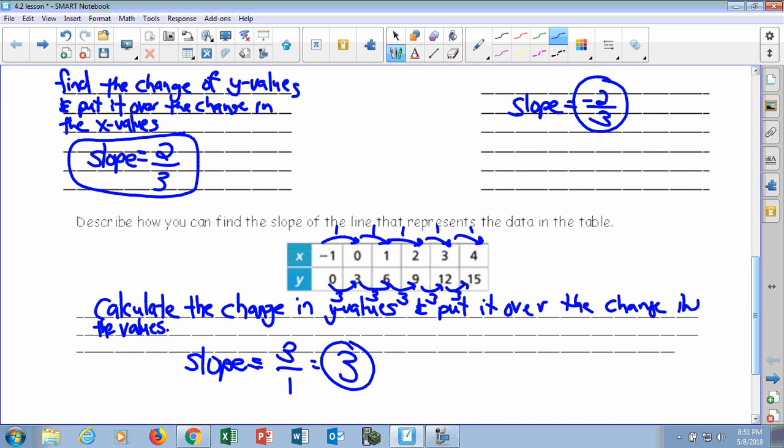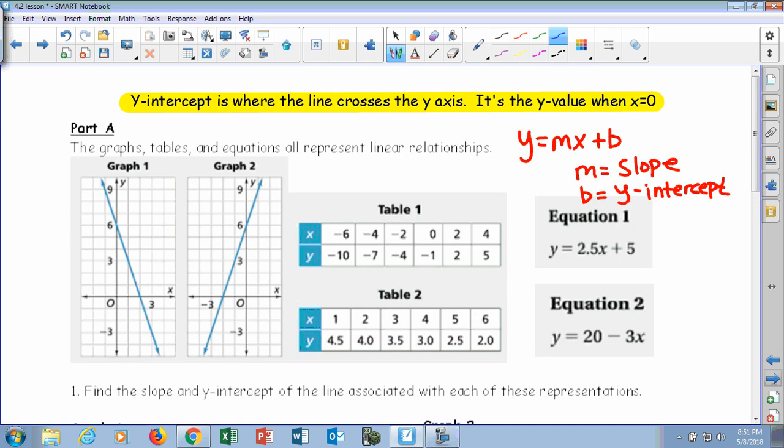Okay? Very good. All right, so now you are really going to get some practice on the back. So go ahead and flip your sheet over. Now you're going to find your slope. You're going to find tables. You're going to find equations. You guys are going to be rocking and rolling this section. It says graphs, tables, and equations all represent linear relationships. A linear relationship is a straight line.